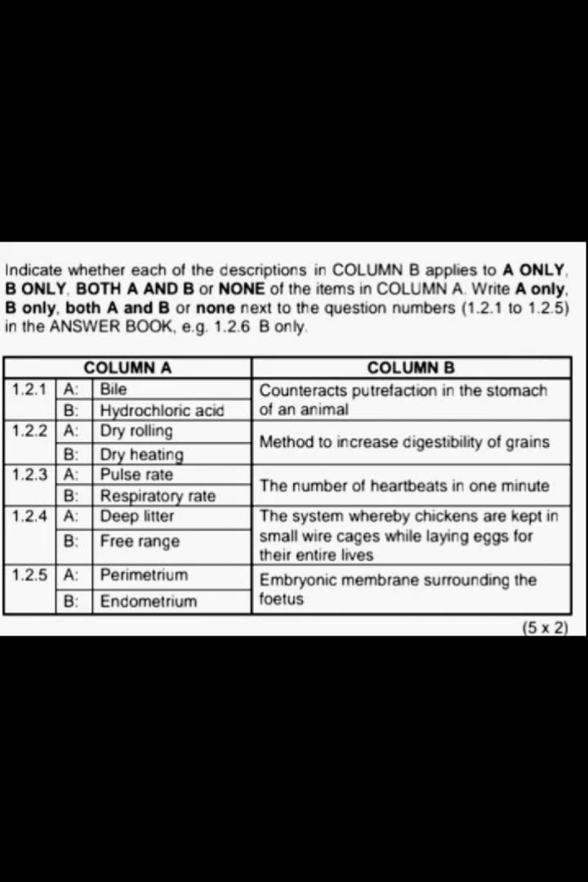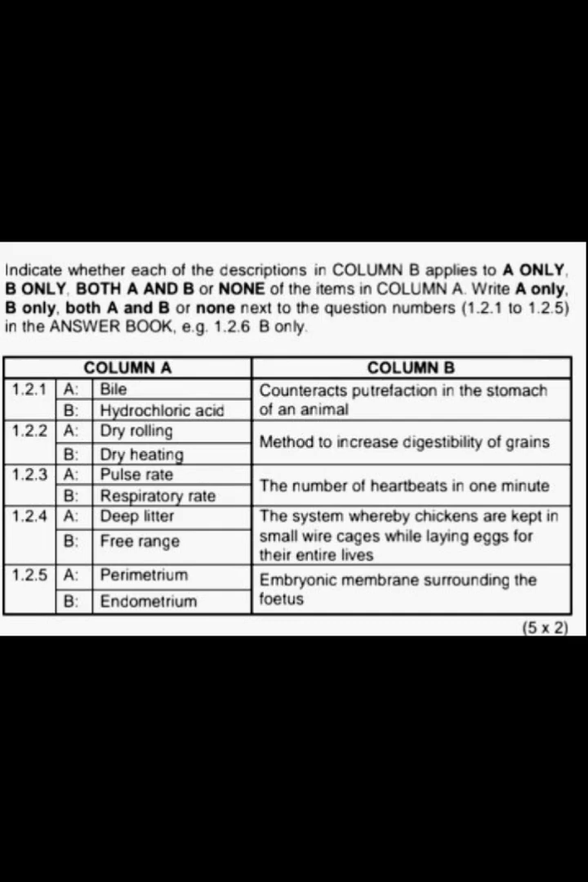So today we'll be looking at the November 2021 paper of Agricultural Sciences, paper 1. Since we have covered section 1.1, we're going to 1.2, which is column A and column B. So let us go straight.